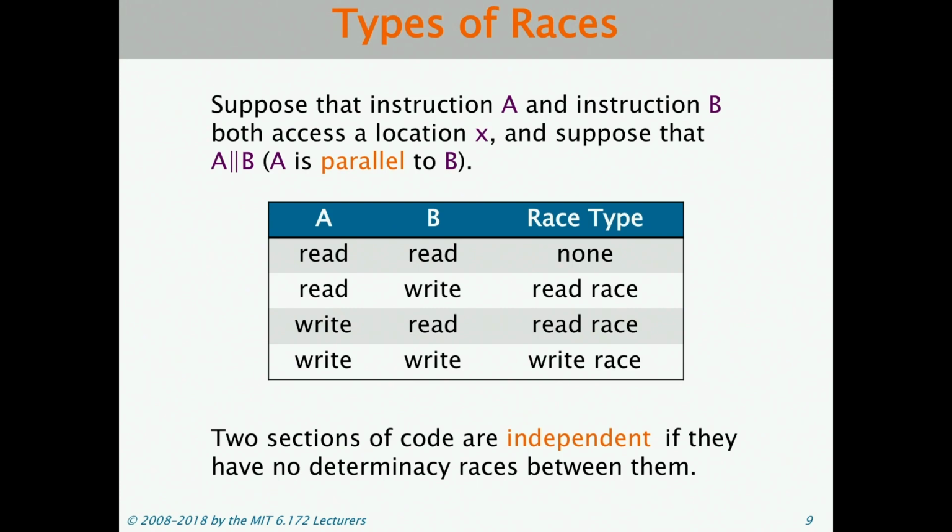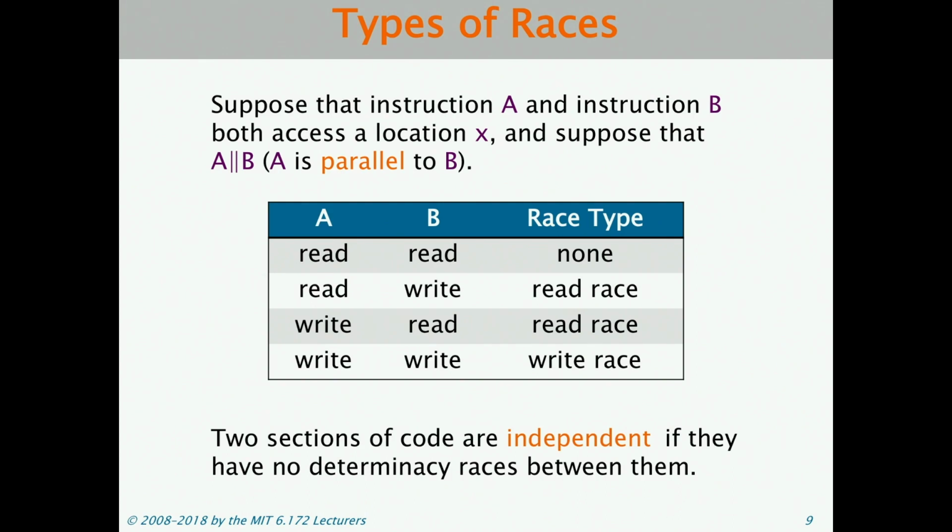But if one of the 2 instructions is writing to that location, whereas the other one is reading that location, then you have what's called a read race. And the program might have a non-deterministic result when you have a read race because the final answer might depend on whether A read the value before B updated it, or whether A read the updated value after B wrote it. So the order of execution of A and B can affect the final result that you see.